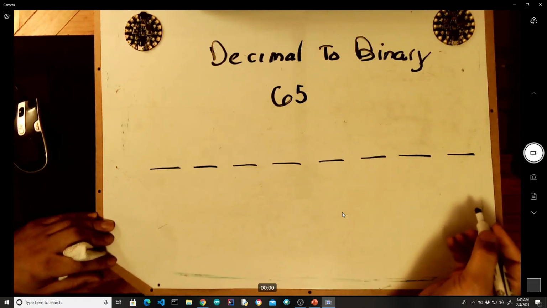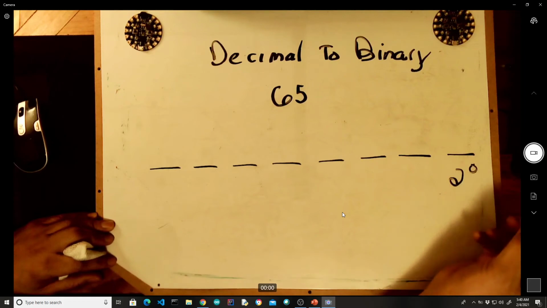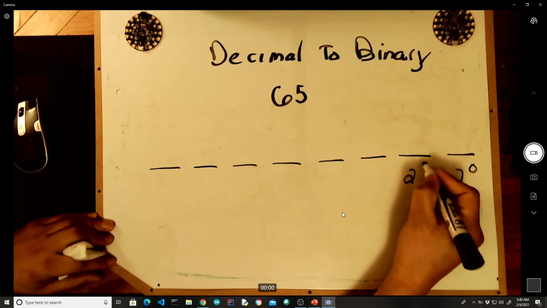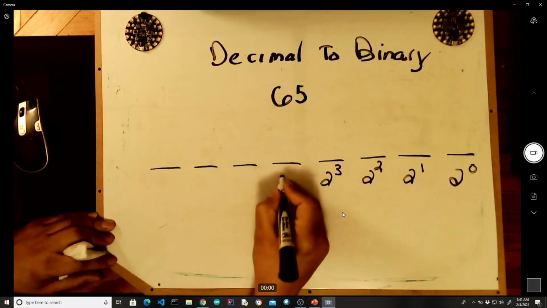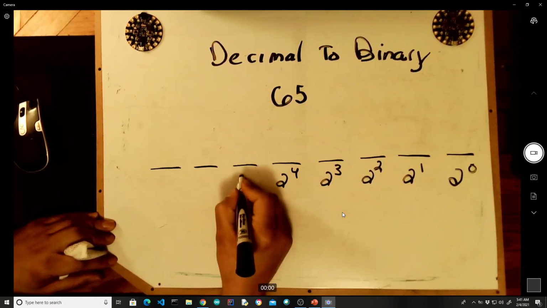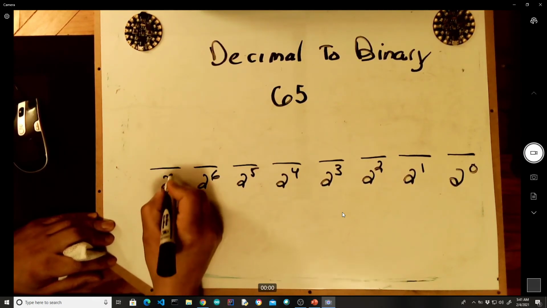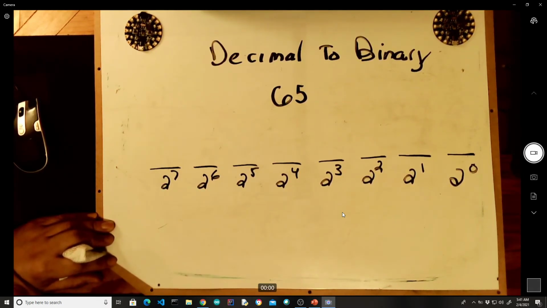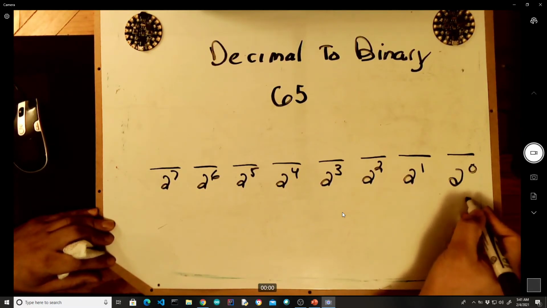Let's put our place values. And we, again, just to reiterate what these place values are, this is 2 to the 1, 2 to the 2, 2 to the 3, 2 to the 4, 2 to the 5, 2 to the 6, and 2 to the 7. Again, if I were to ask you, what is 2 to the 7? You might sit there like, honestly, so am I.